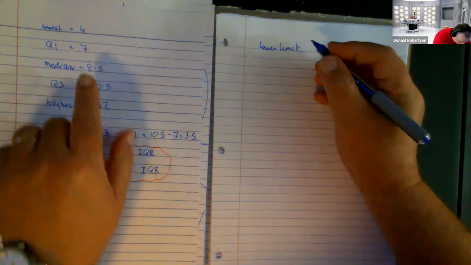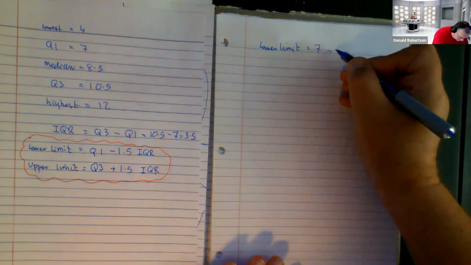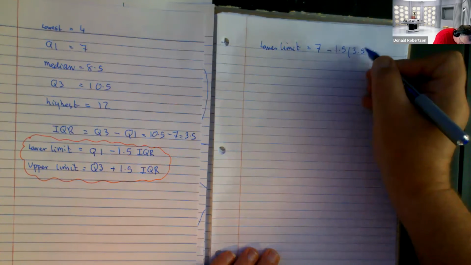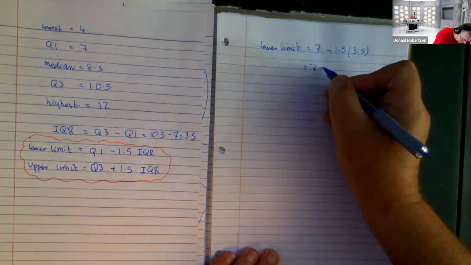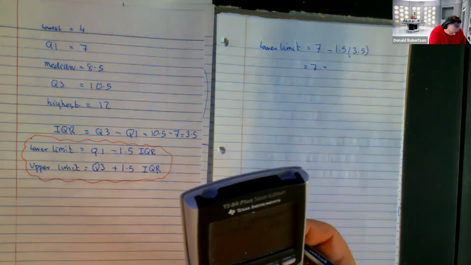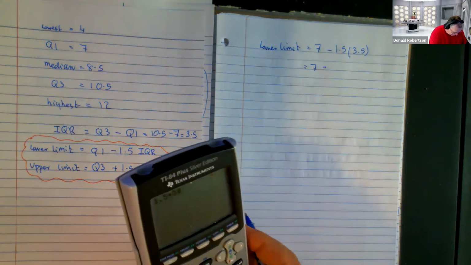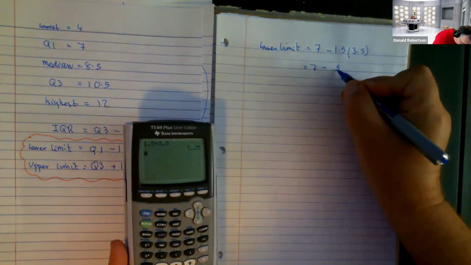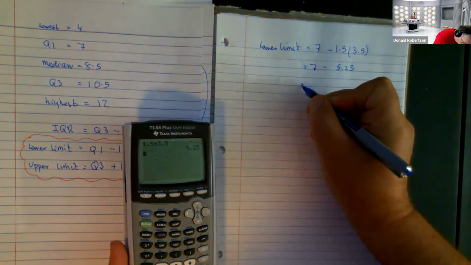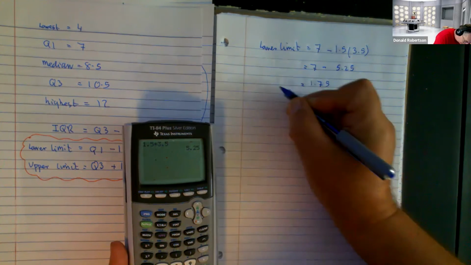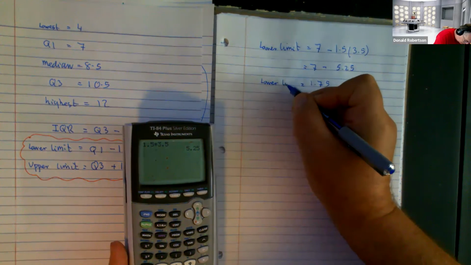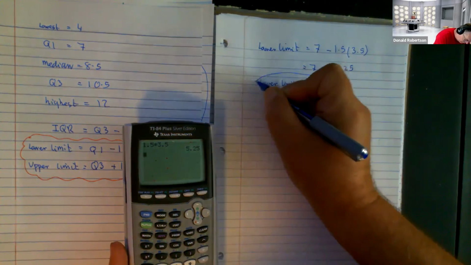So let's calculate them then. For this data set, the lower limit is Q1, which is 7, take away 1.5 times an interquartile range of 3.5. So that's going to be 7 take away 1.5 times 3.5, and that ends up being that guy. And so the lower limit is 1.75. Put a little bubble around that to remember.